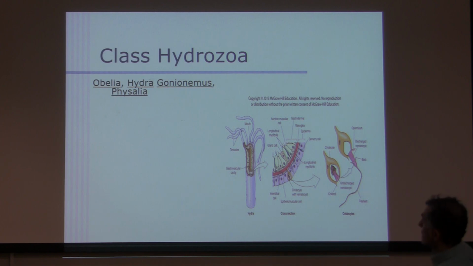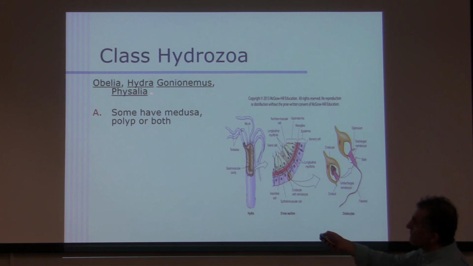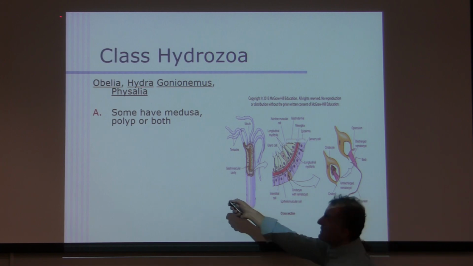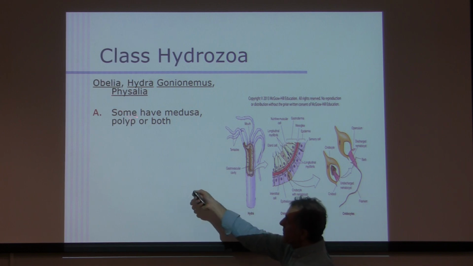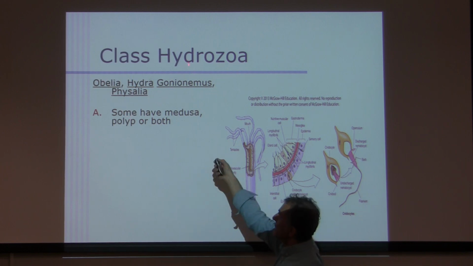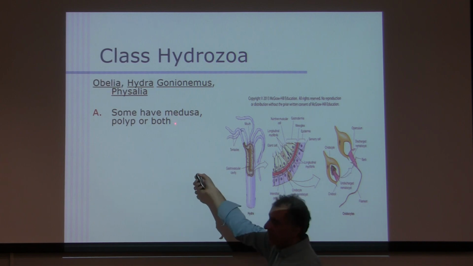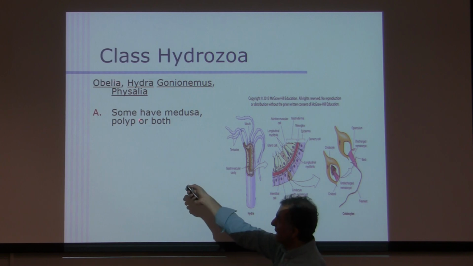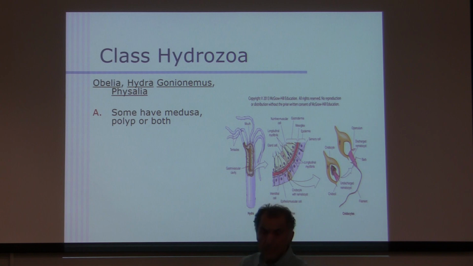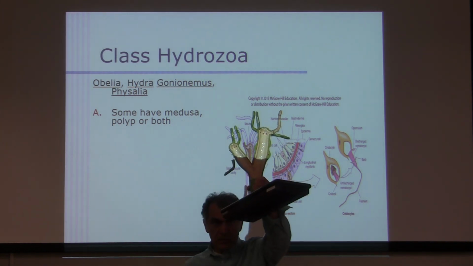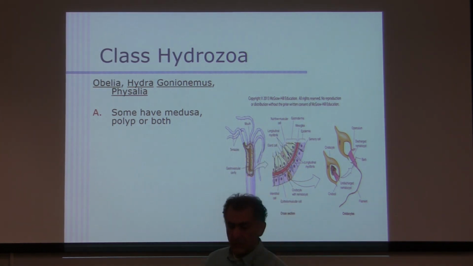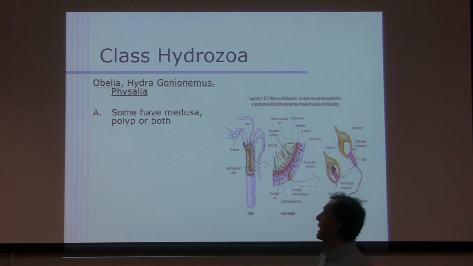Right here, some have medusa, polyp, or both. Some of the species, for example, Obelia. Obelia has a medusa stage. We do have a slide of the medusa stage in the lab. It has a polyp stage we have in the lab. It has both of them. Hydra has only the polyp stage. It does not have a medusa stage. And you will see some other species, I will talk about it, that have only the medusa stage.